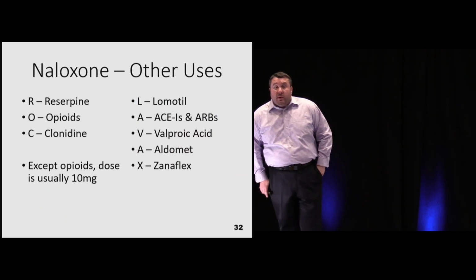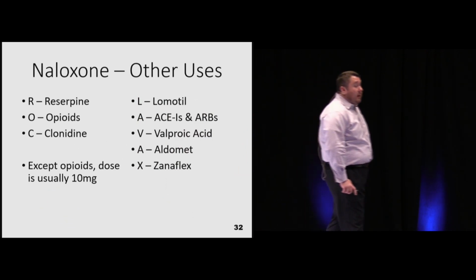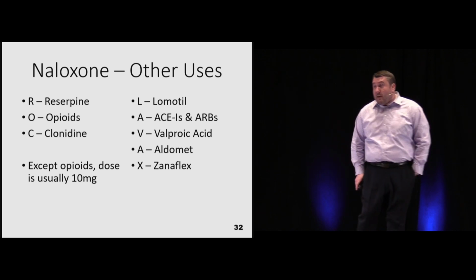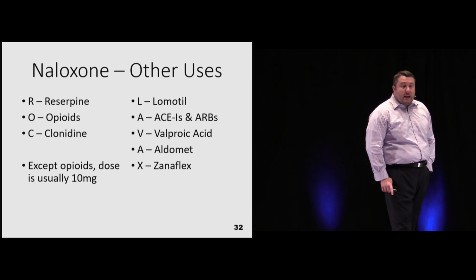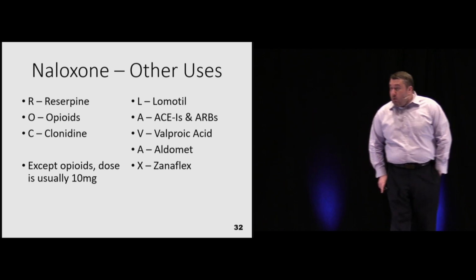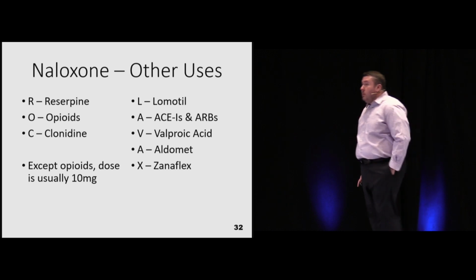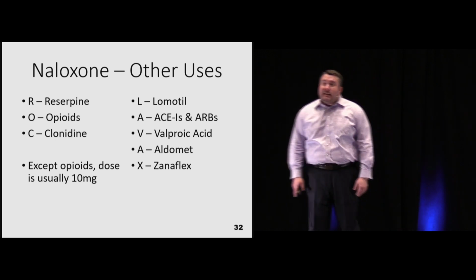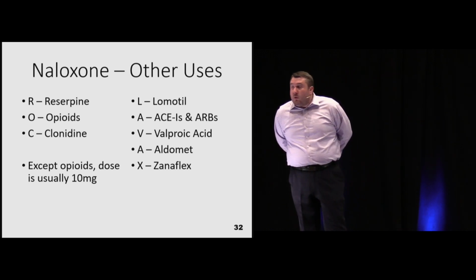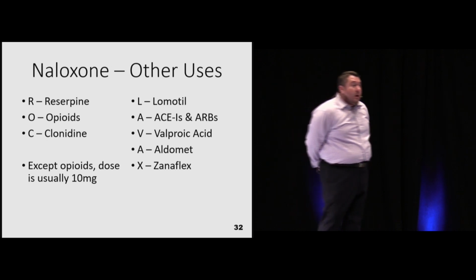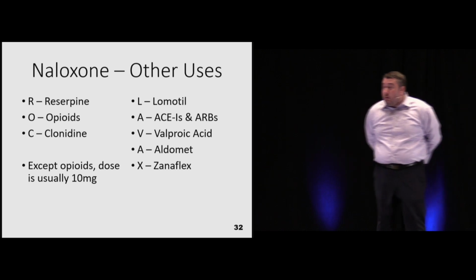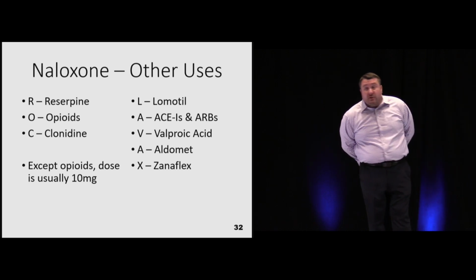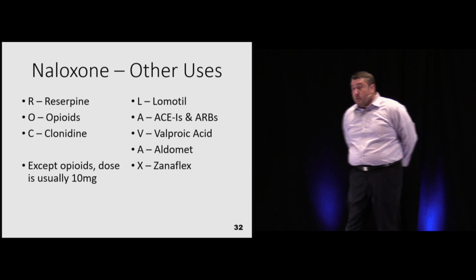In addition to opioids, naloxone can be effective at reversing a lot of other things. And this is your Rosh Review. So reserpine, opioids of course, clonidine, Lomotil, your ACEs and ARBs, valproic acid, Aldomet, and Zanaflex can all be reversed by giving a large dose of naloxone. Typically for opioids, we start at 0.4. For all these other agents, the recommendations usually start at 10 milligrams.